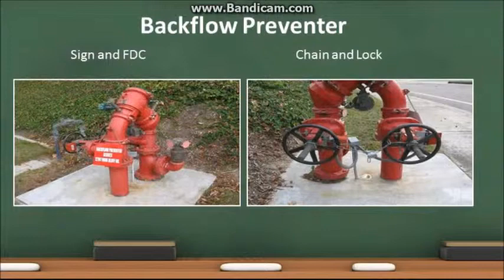The backflow preventer shall have a sign stating which addresses it serves. These photos are of the same backflow preventer from different perspectives. Note the caps are on the FDC, the chain and lock are in place, and there is no evidence of leaking or corrosion.